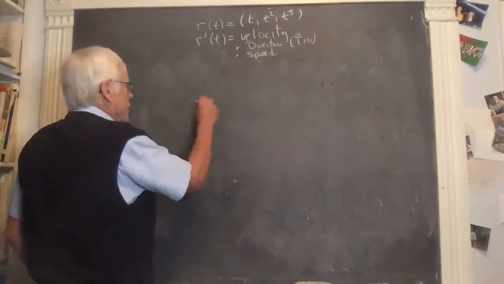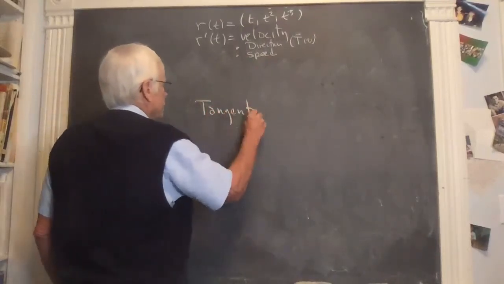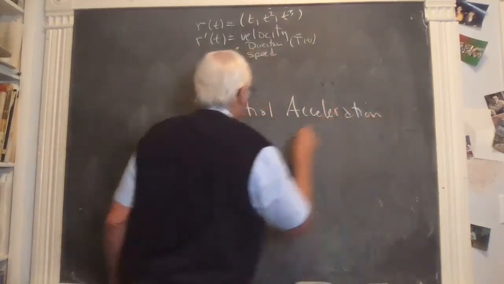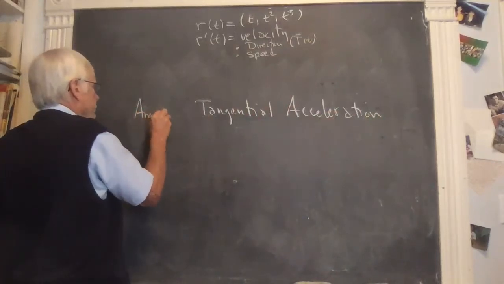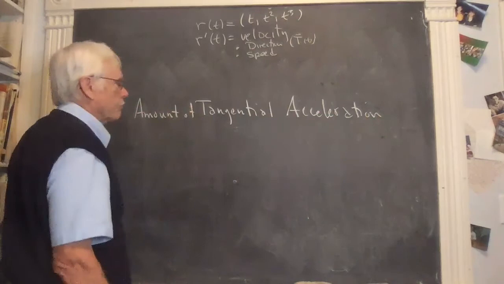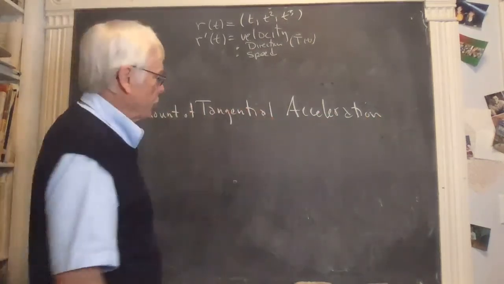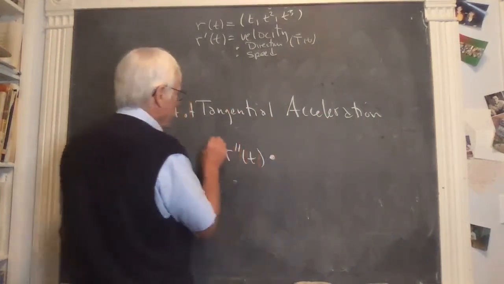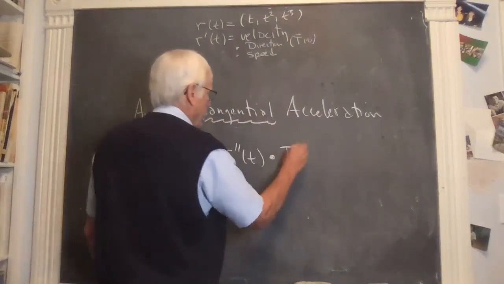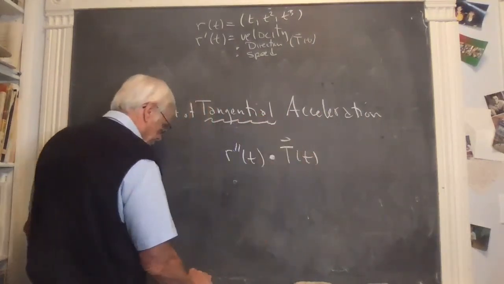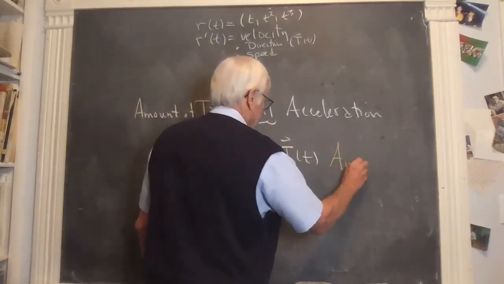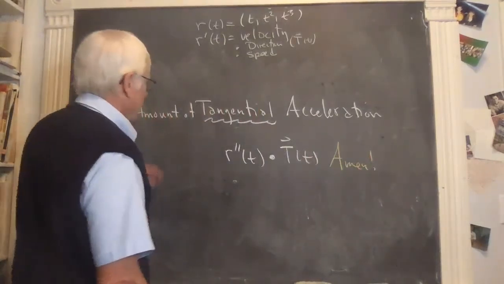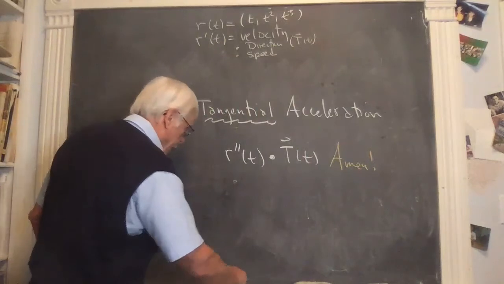So let's look at the tangential acceleration. Let's first of all talk about the amount. So this tells you exactly what to do. You take the acceleration and you dot it with a unit vector in the tangential direction. And that's the answer.